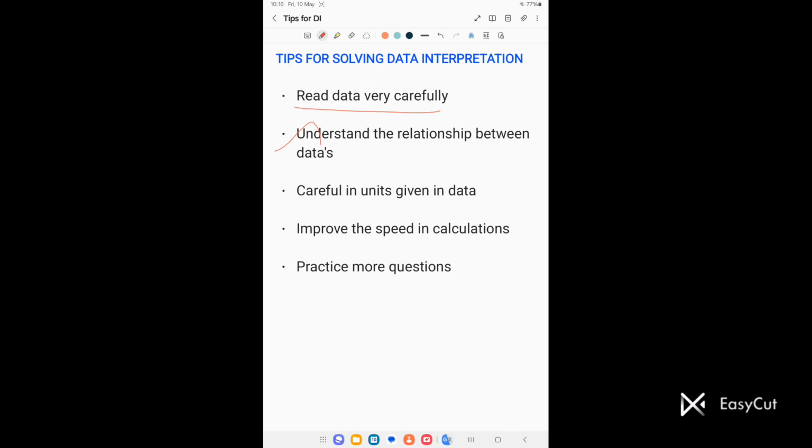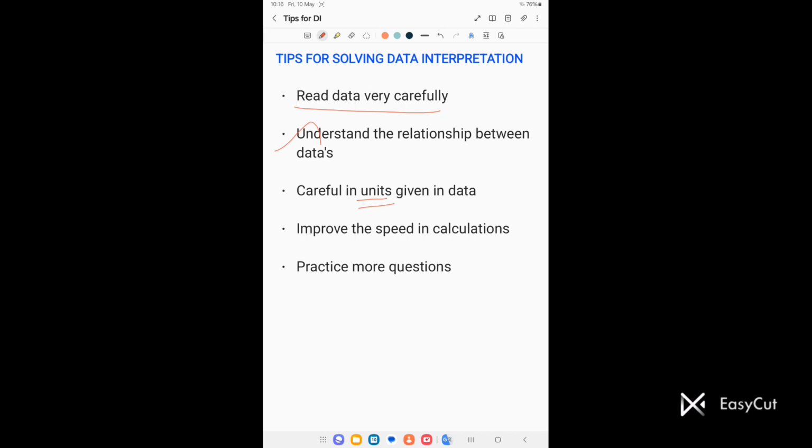And the next important thing is we should be very careful with the units given in the data. What are the units given in the tables, and what are the units given in the answers, that means in the options given for the questions. There may be a mistake in units which will affect our entire answer. So be careful whether the answer is required in decimals or percentage.